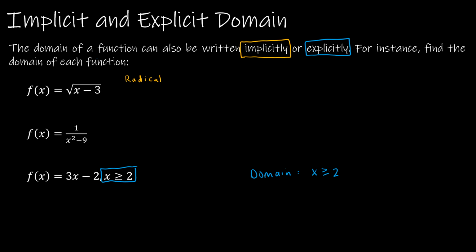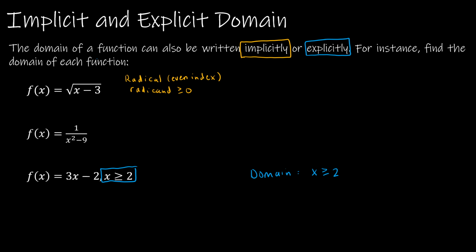Specifically for a radical function with an even index, meaning it's a square root or a fourth root and so on, what I know about the radicand, whatever's inside the radical, is that it has to be greater than or equal to 0. Because if I take the square root of a negative number or the fourth root of a negative number, I'm going to end up with an imaginary number. Now, this is only for even index. If it's a cubed root, I can take the cubed root of a negative number and get a negative number, and that's just fine.